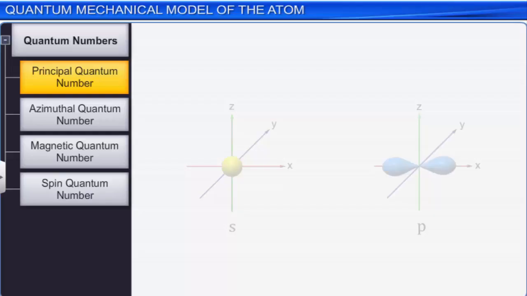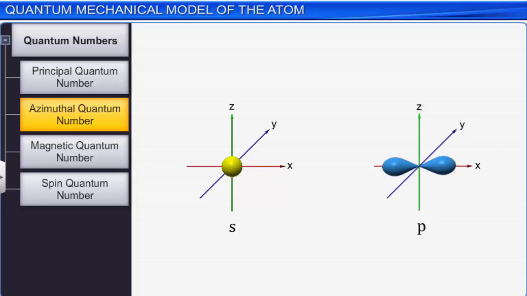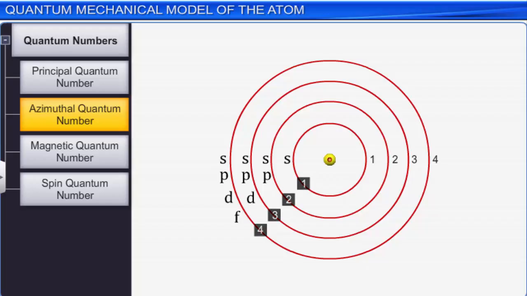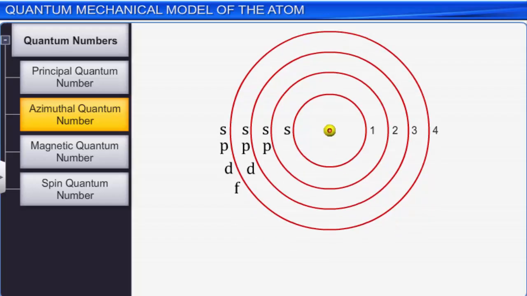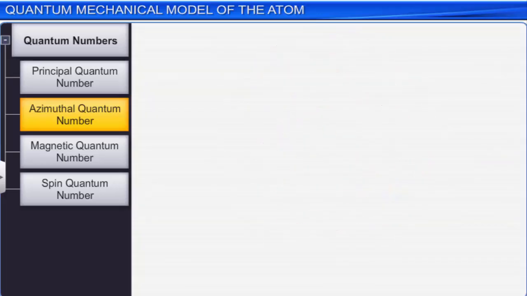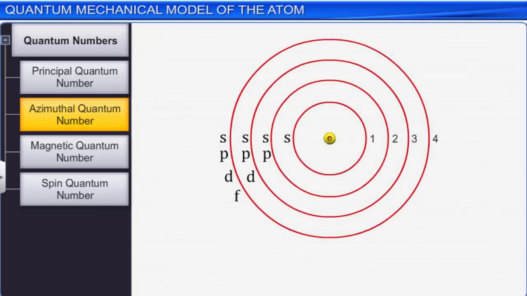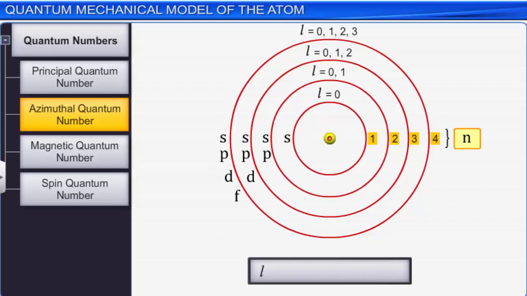Let us move on to the next quantum number, that is, the azimuthal quantum number. It is denoted by the letter L. The number of subshells is given by the azimuthal quantum number. The azimuthal quantum number is also known as the orbital angular momentum or subsidiary quantum number. It also describes the three-dimensional shapes of orbitals that you will learn about in the next module. For a given value of the principal quantum number n, the azimuthal quantum number L can have n values ranging from 0 to n-1.